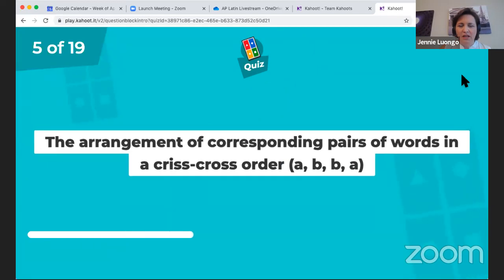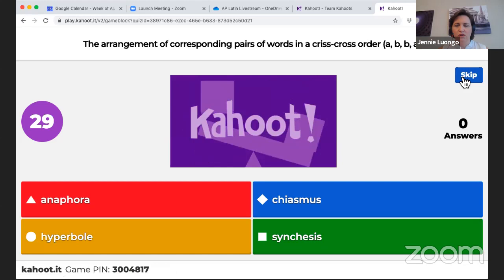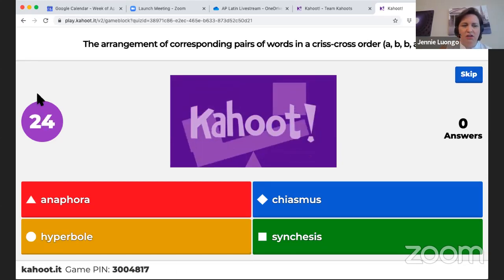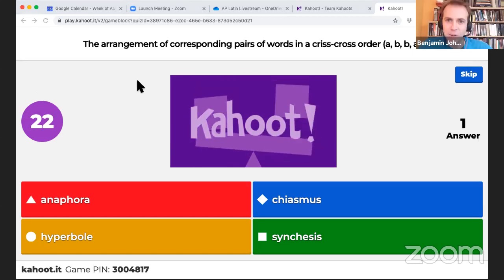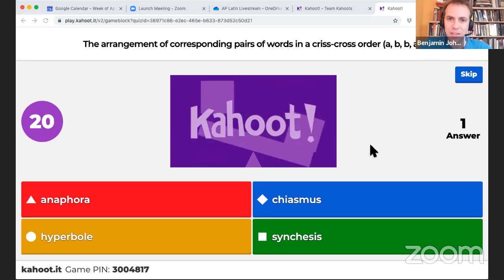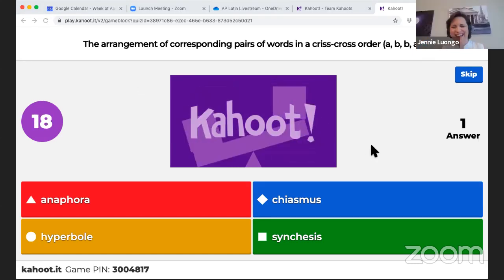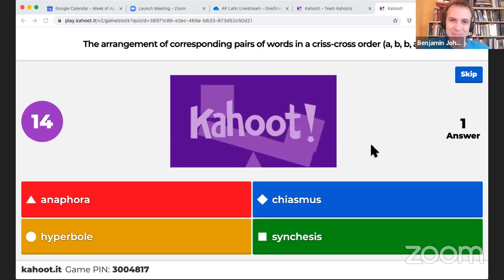We got a lot of these. The arrangement of corresponding pairs of words in a crisscross order. So A, B, B, A word order is how I teach this. How do you teach this, Ben? We talk about 70s disco music, right? And then we do the little dance. The ABBA one. Yeah, yeah. Mamma Mia, right? That's a great dancing group.